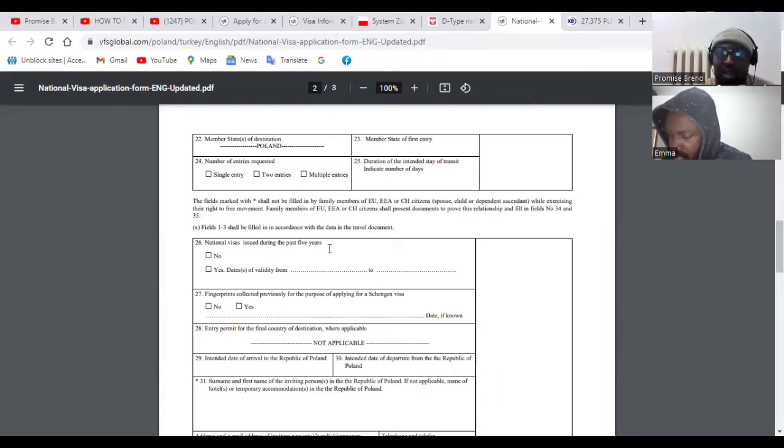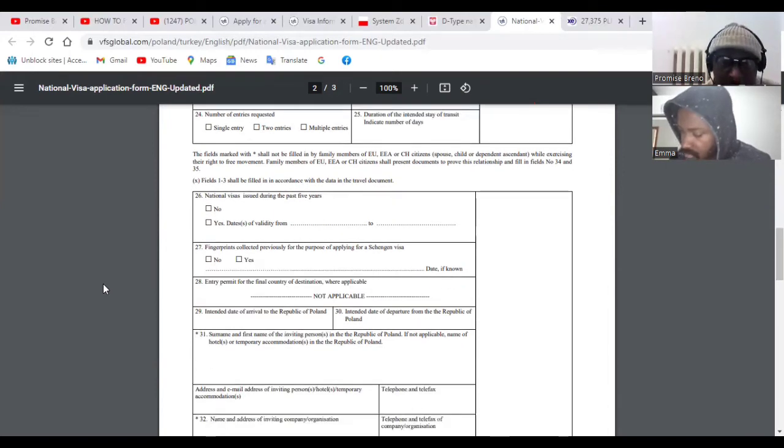National visas issued during the past 5 years. Have you been issued a national visa, like to Poland or whatever, in the past 5 years? If no, tick no. If yes, tick yes and enter the validity, from when to when. And remember, if you are entering a date, it is year, month, day.